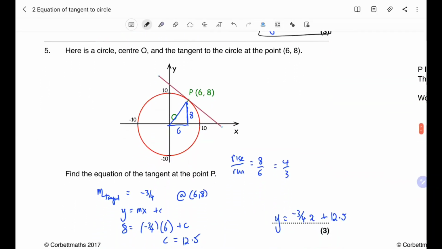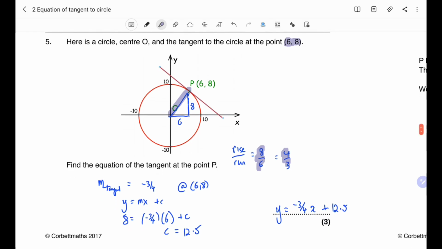Similar question again, we're asked for the tangent straight away. So we need a radius and we need a gradient of that radius. And how do we get the gradient of the radius? We need the rise over run. And where do we get the rise over run from? From this coordinate 6, 8. So we go across 6 and up 8. That means that the rise over run is 8 over 6 or 4 over 3.